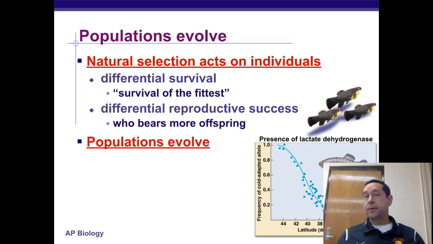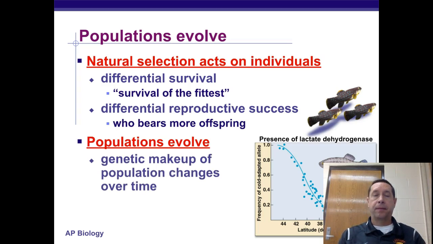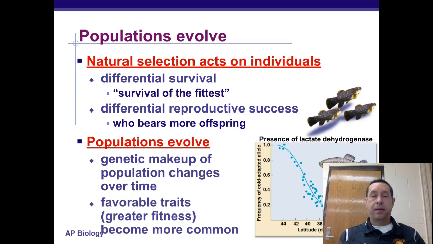So individuals don't evolve, populations do evolve. So when the individuals in the population change their allele frequency, that changes the overall allele frequency of the population. So evolution is basically changing the genetic makeup of a population over a period of time. Favorable traits become more common because they create greater fitness or better survival and reproduction.